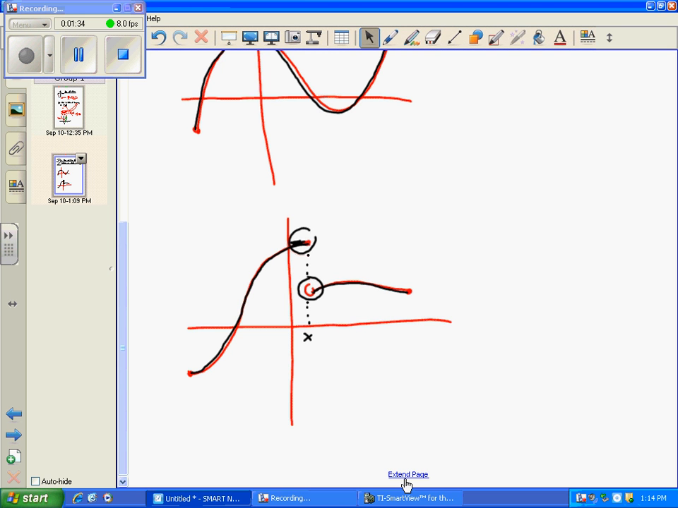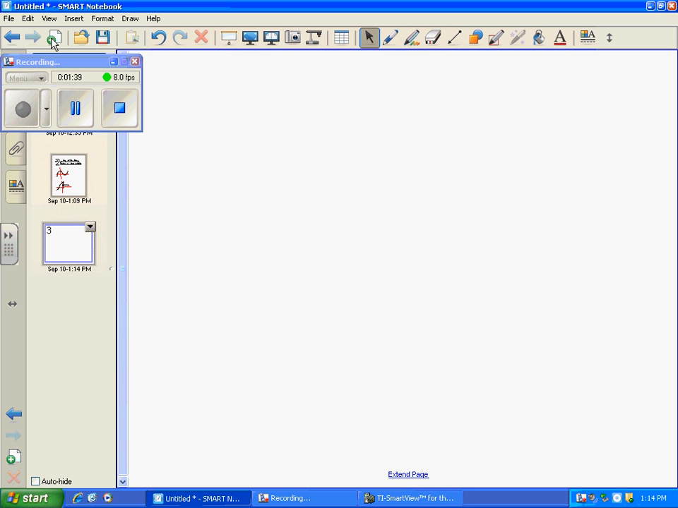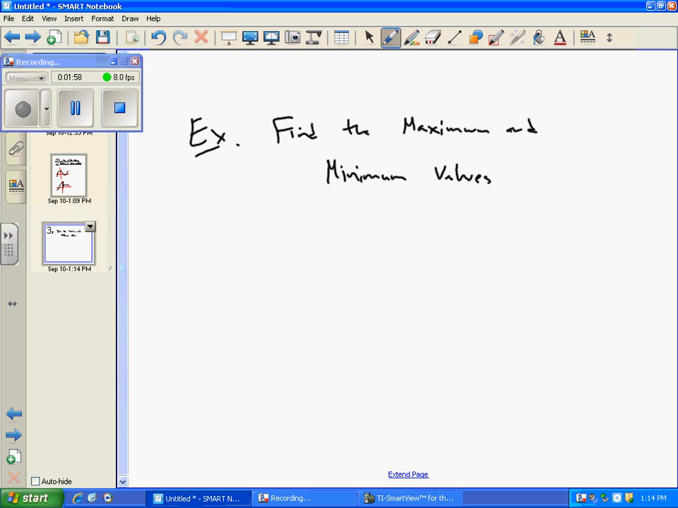If you are interested in a more formal definition, you certainly can ask your teacher. That said, what I'd like to do is get on to an example of finding the maximum and minimum value of a function. So here's the example I'd like to consider today. Find the maximum and minimum values of f of x equals x cubed minus 4x on the interval -3 to 2.